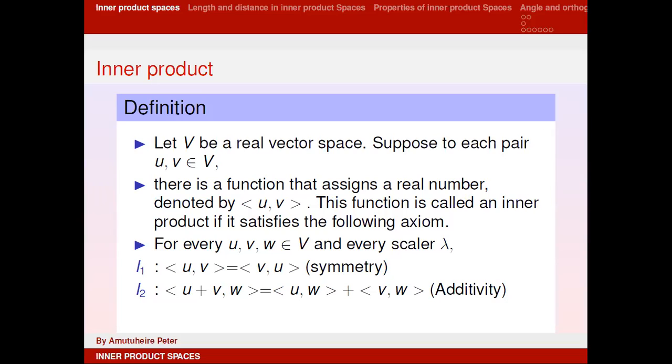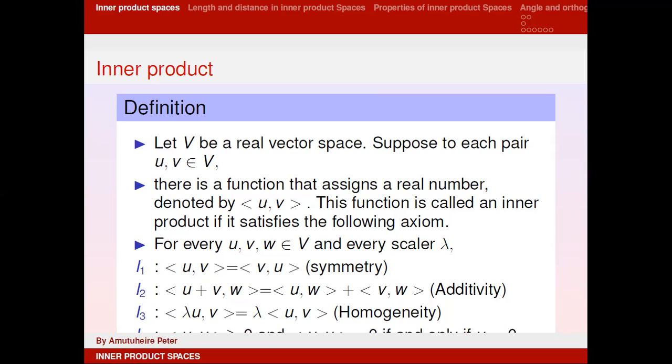The second property, which we are calling I2, is the additivity property: the inner product of u plus v and w is equal to the inner product of u and w plus the inner product of v and w. We call that the additivity. We have another property, I3, which we call the homogeneity: when we take the inner product of u times a scalar lambda and v, then we can pull the scalar outside, then we take the inner product of u and v.